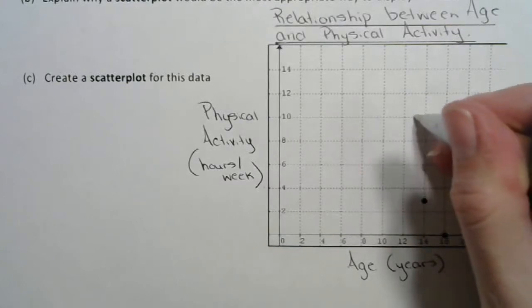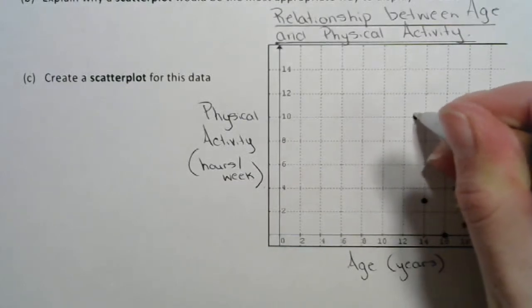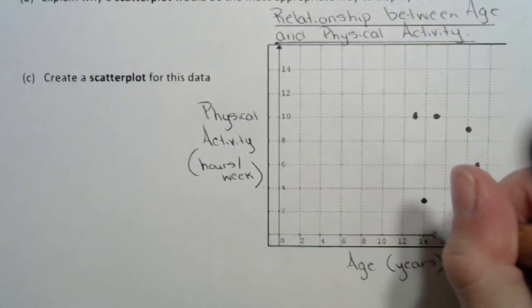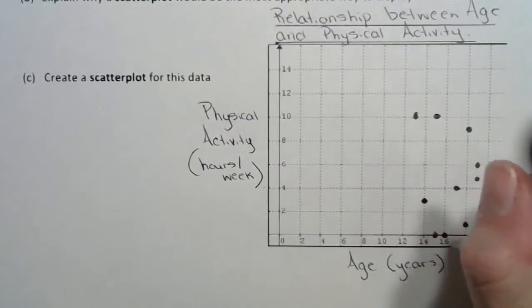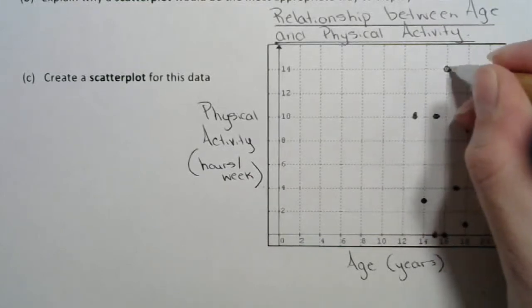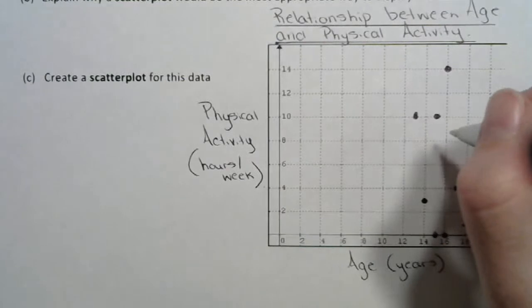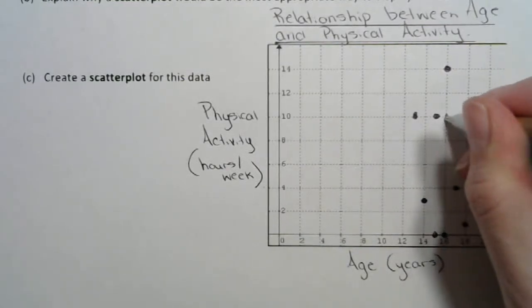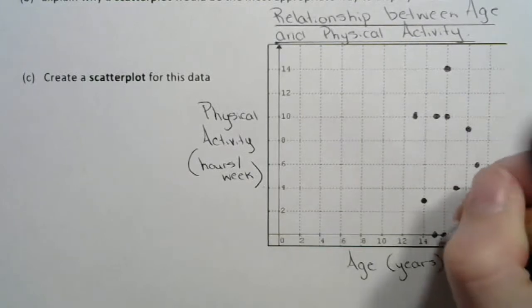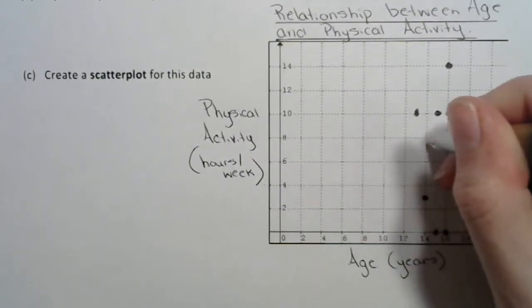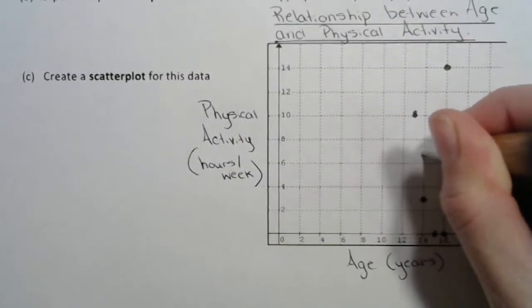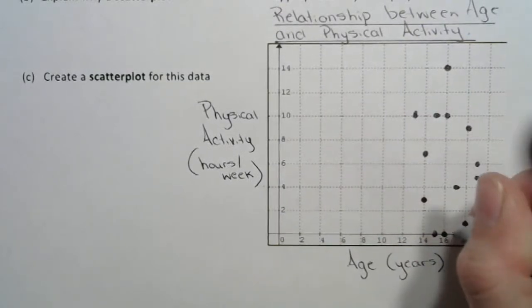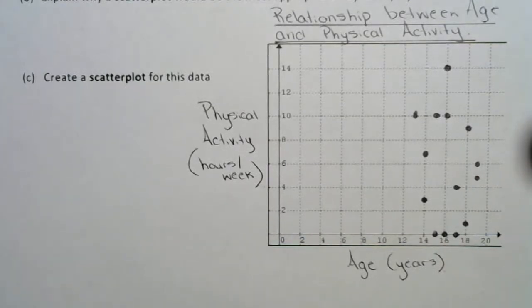13 and 10. 15 and 0. 16 and 0. 16 and 14. Wow, it's 2 hours a day. 16 and 10. 14 and 7. And 17 and 0. Okay, so we're going to end up with something that looks like that.